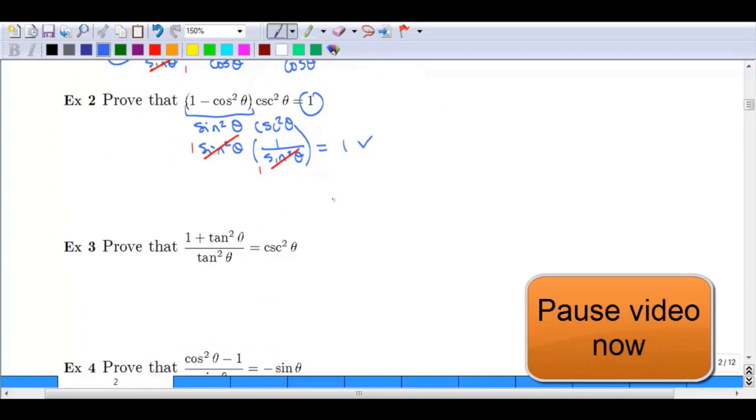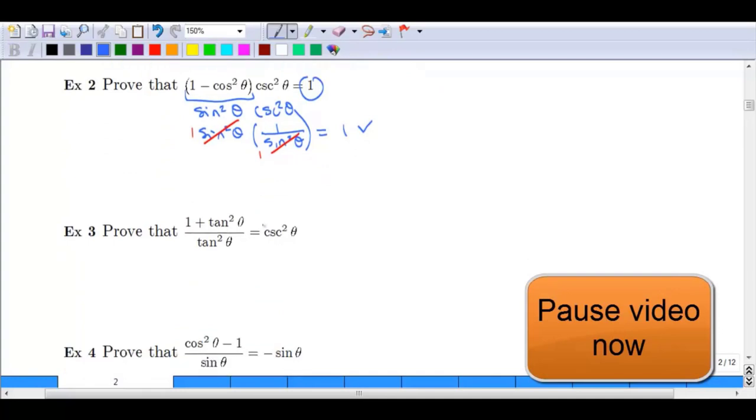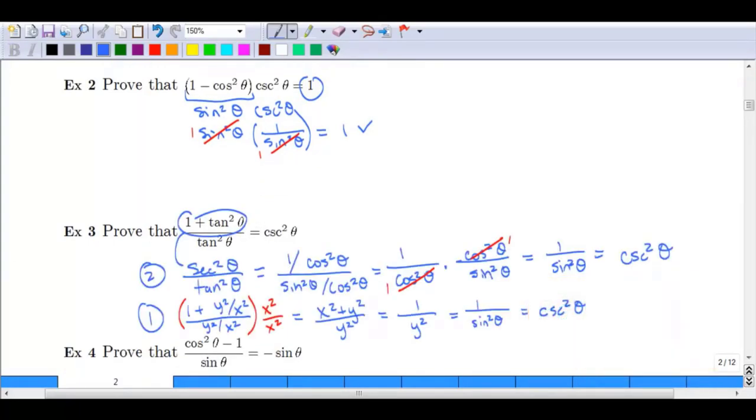I want you to pause the video here and try example 3. Again, you could have used either of the methods we talked about before. It's maybe a little bit easier to stick with the trig functions, at least I think so in this case.